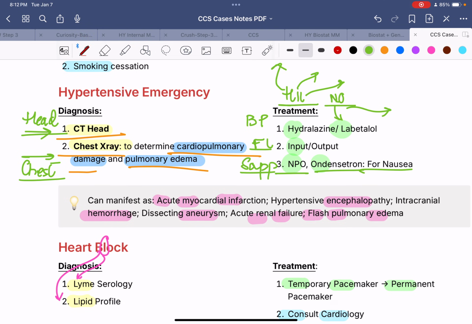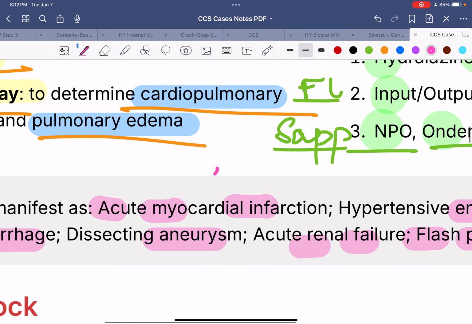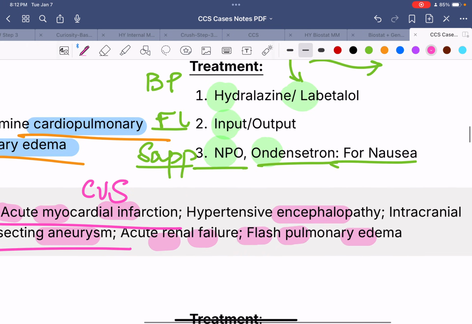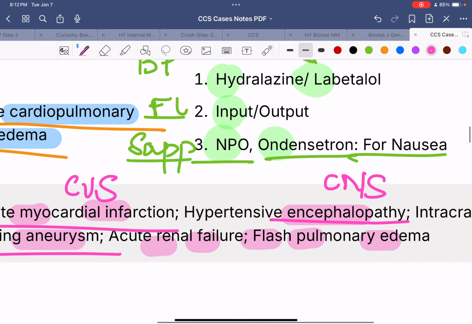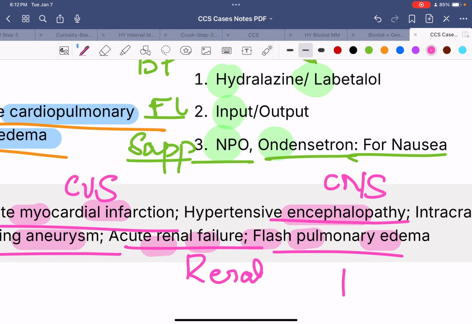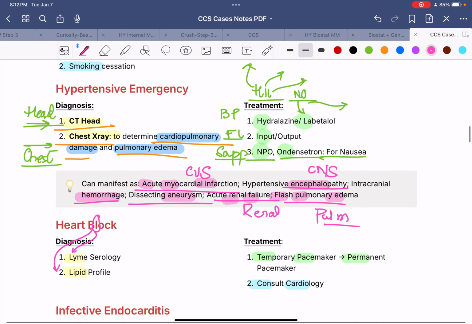So you can divide it. It can have CVS manifestations such as acute MI and dissecting aneurysm. It can have CNS manifestations such as encephalopathy or intracranial bleed. It can have renal manifestations such as acute renal failure, and pulmonary manifestations such as flash pulmonary edema. So depending upon the presentation along with the hypertensive emergency, you are going to order the relevant investigations, and then you're going to treat the patient accordingly as well.